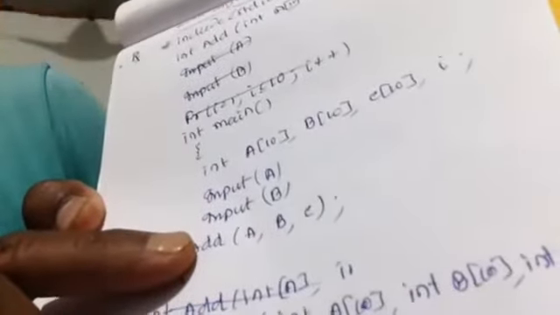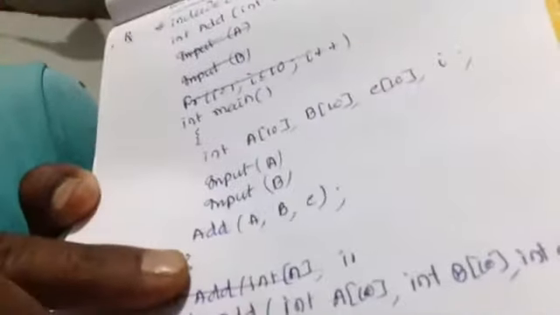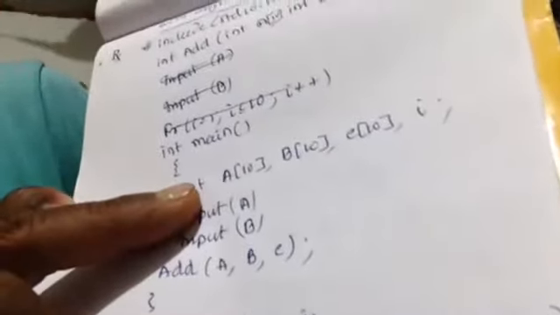So in the function part, this is the main program. This is the main program because I'm calling add A, B, C. Okay. First, I declared the function int A, int B, int C. Okay. So here, I want to say one more thing.